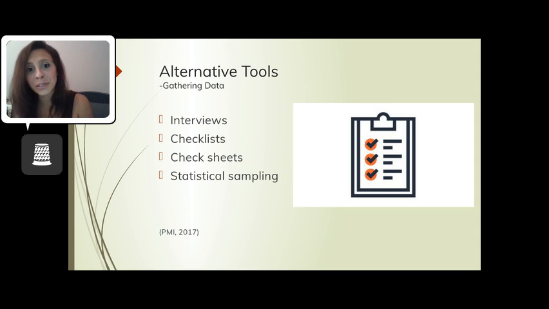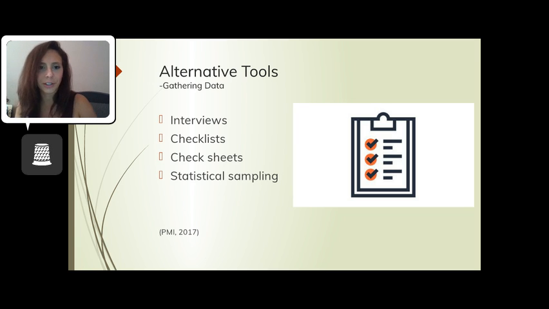Moving on to alternative tools. Some of the alternative tools for data gathering would be interviews, checklists, check sheets, and statistical sampling. Some of these, I feel like they almost go hand in hand. So if you did a questionnaire, sometimes people will actually follow up with an interview just to clarify. So you'd have this qualitative information with this quantitative information. And checklists sometimes can become questionnaires, it seems.